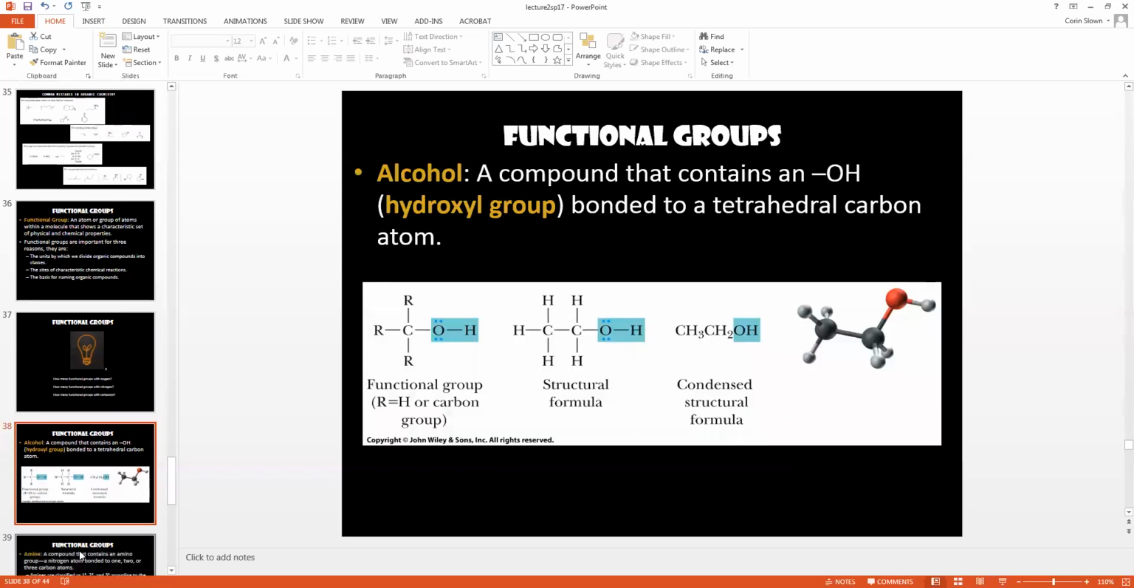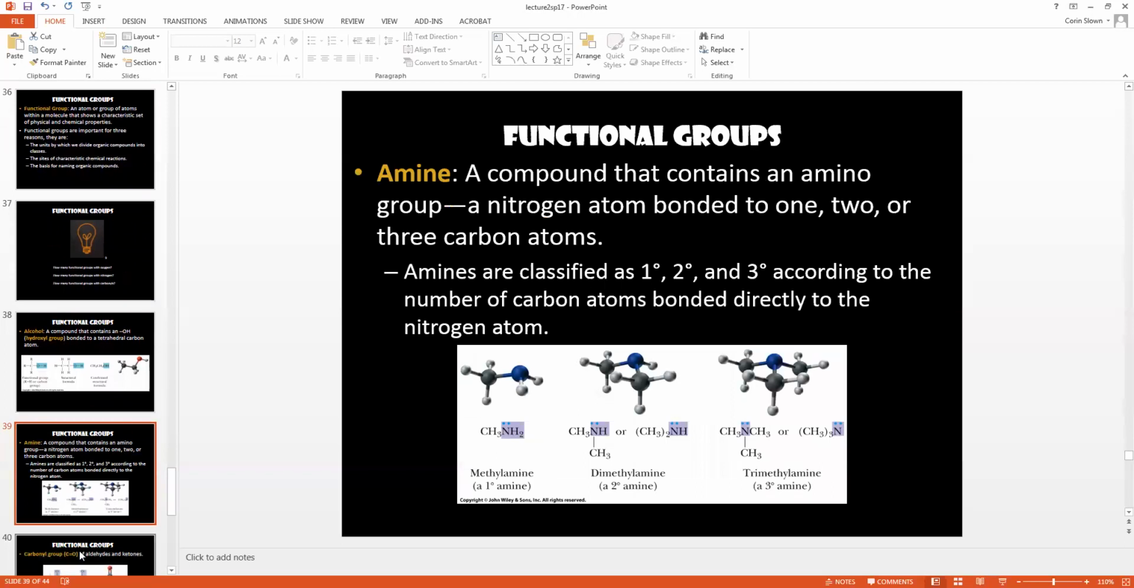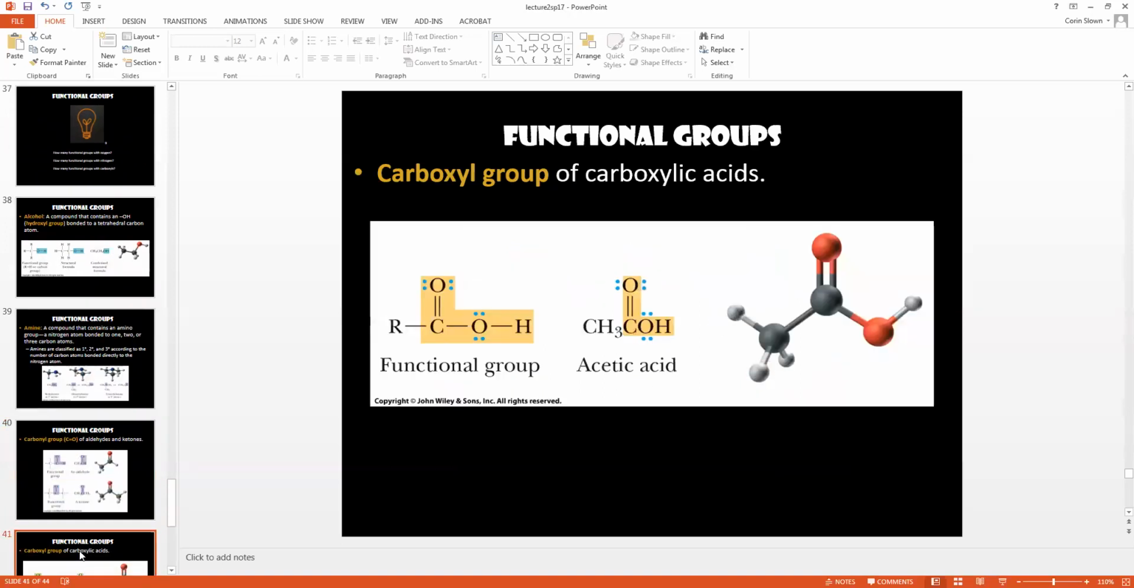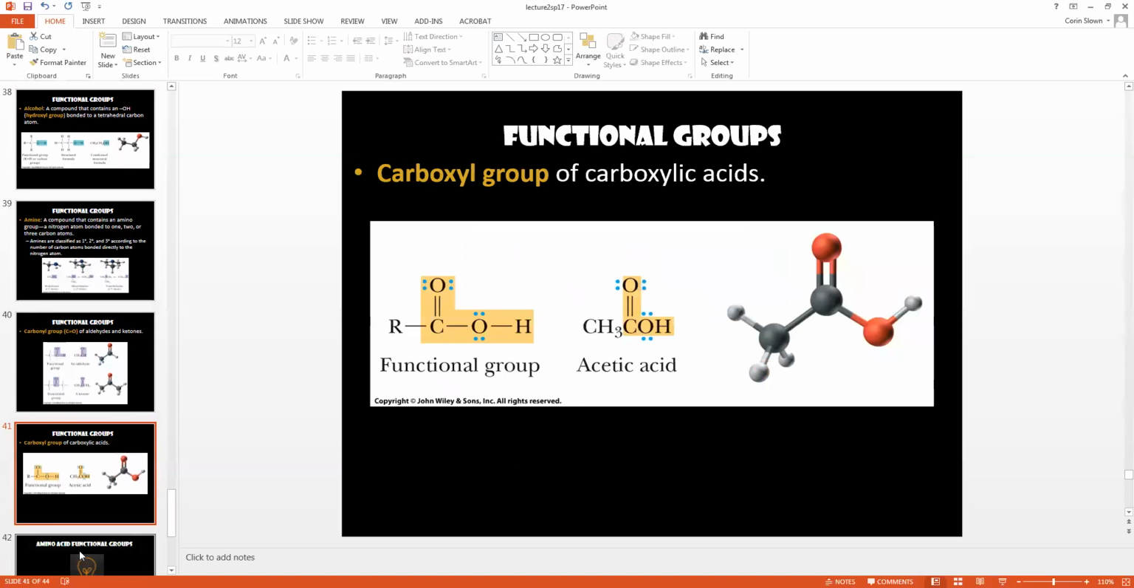An alcohol is a compound that contains a hydroxyl group bonded to a tetrahedral carbon. An amine is a compound that contains an amino group, a nitrogen atom bonded to 1, 2, or 3 carbon atoms. We classify amines as primary, secondary, or tertiary according to the number of carbon atoms bonded directly to the nitrogen atom. Carbonyl groups of aldehydes and ketones, that's a C double bond oxygen. The carboxyl group of carboxylic acids, that's a C double bond oxygen and a single bond to oxygen.